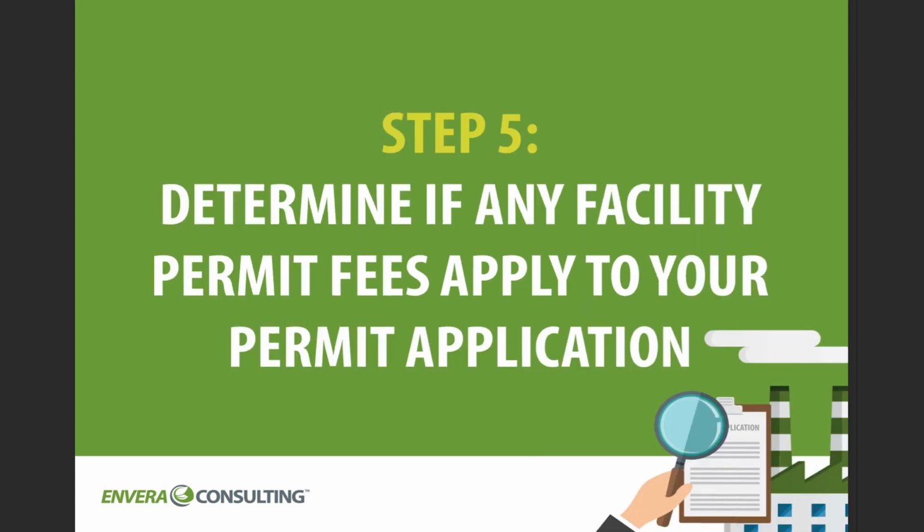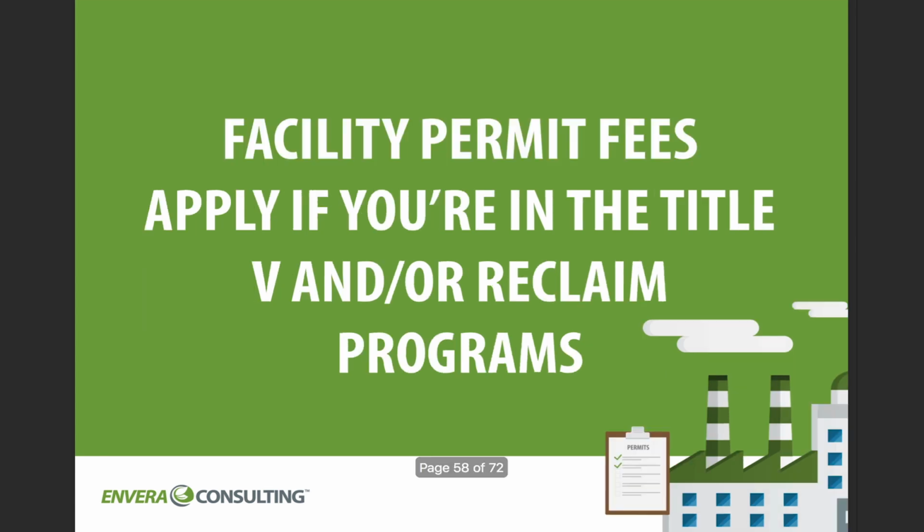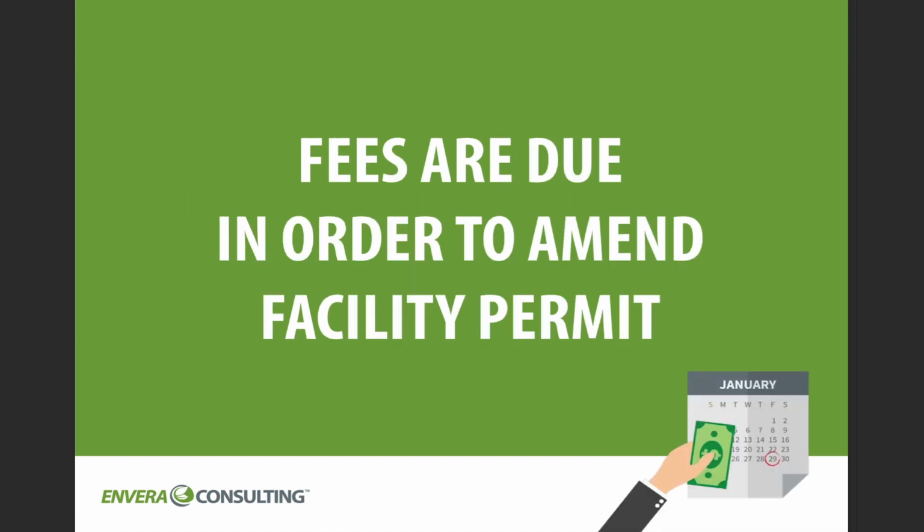So moving along into step 5, once you determine that there are one or more, or maybe no, fee modifiers that apply, then in step 5 you want to determine if there are any facility permit fees needed for your permit application. Depending on the type of facility that you have, you may have a facility permit. If you do, then you'll need to file a facility amendment fee, or facility permit amendment fee. These types of permits are usually granted to Title V facilities or facilities in the Title V and Reclaim program, because those are the 2 permitting programs that have facility permits.